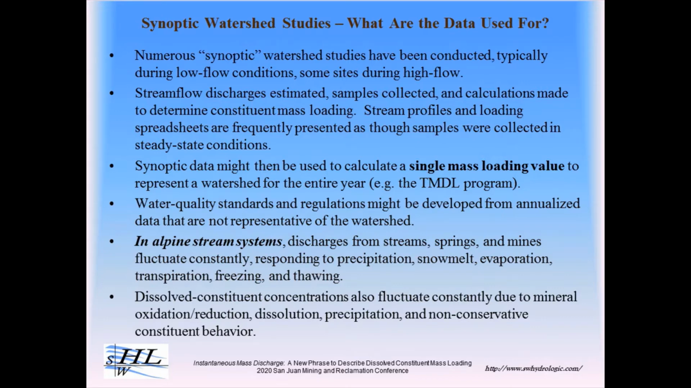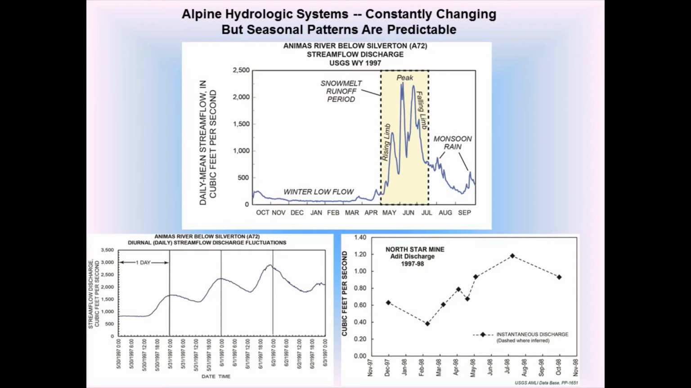In alpine stream systems, however, discharges from streams, springs, and mines fluctuate constantly, responding to precipitation, snowmelt, evaporation, transpiration, freezing, and thawing. And dissolved constituent concentrations also fluctuate constantly due to mineral oxidation and reduction, dissolution, precipitation, and non-conservative constituent behavior. Alpine hydrologic systems are constantly changing, but seasonal patterns are somewhat predictable.